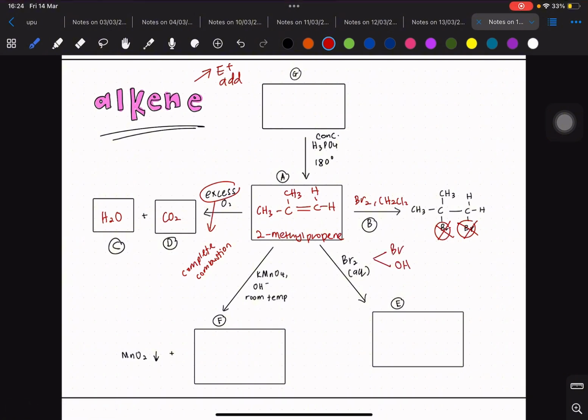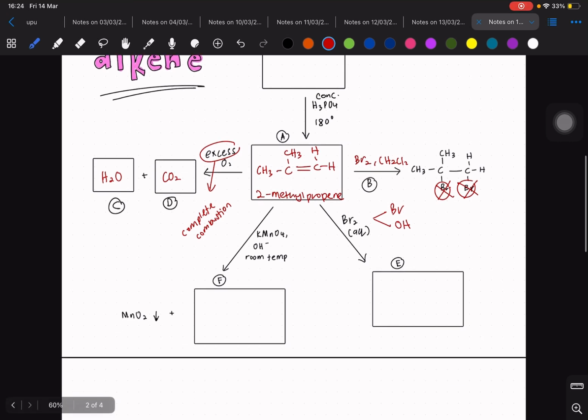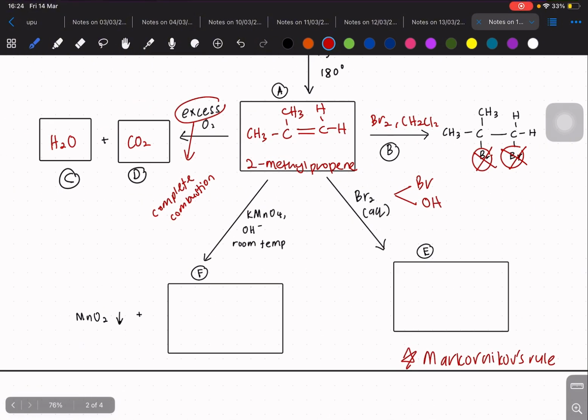Since our reactant is not symmetrical, we need to consider the Markovnikov rule. So break down the double bond to form 2 new single bonds. Br will be added to the carbon that has the most hydrogen atoms. So OH will be added here.